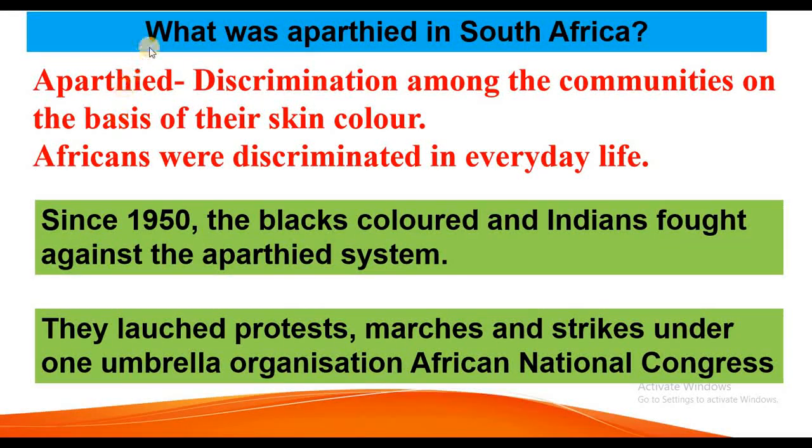So against this apartheid discrimination, the blacks started their movement. Since 1950, the blacks, the coloured, and Indians fought against the apartheid system. They launched protests, marches, and strikes under one umbrella organization, the African National Congress.